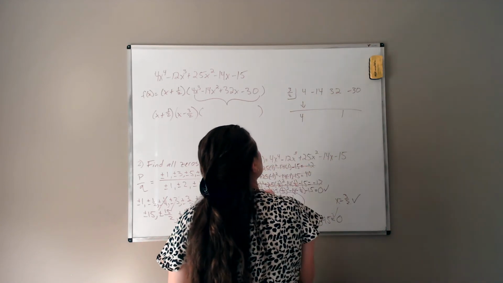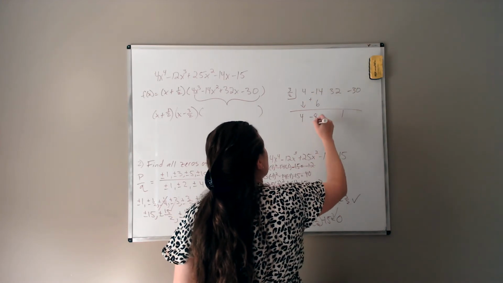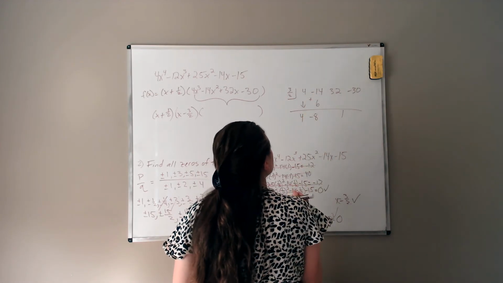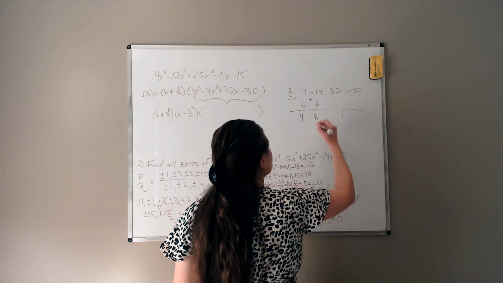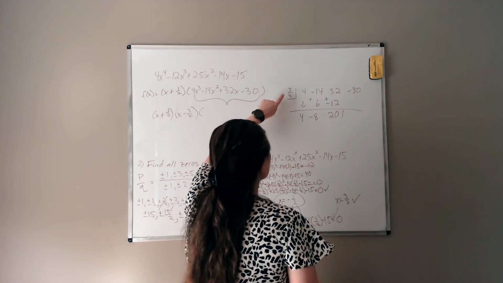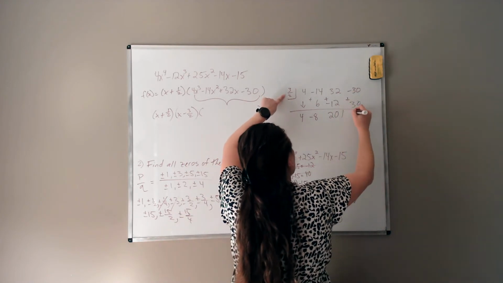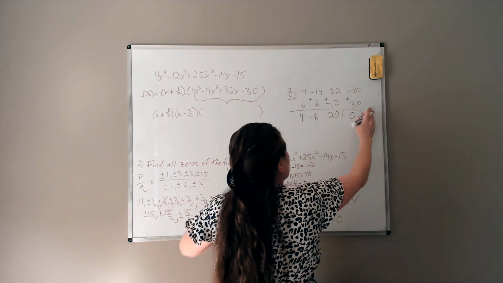4 times 3/2, that's 12/2, that's 6. -14 plus 6, that's -8. -8 times 3/2, that's -24/2, that's -12. Add that up, that's 20. 20 times 3/2 is 60/2, which is +30. Okay, this is what we expect to get here, that's 0, right?